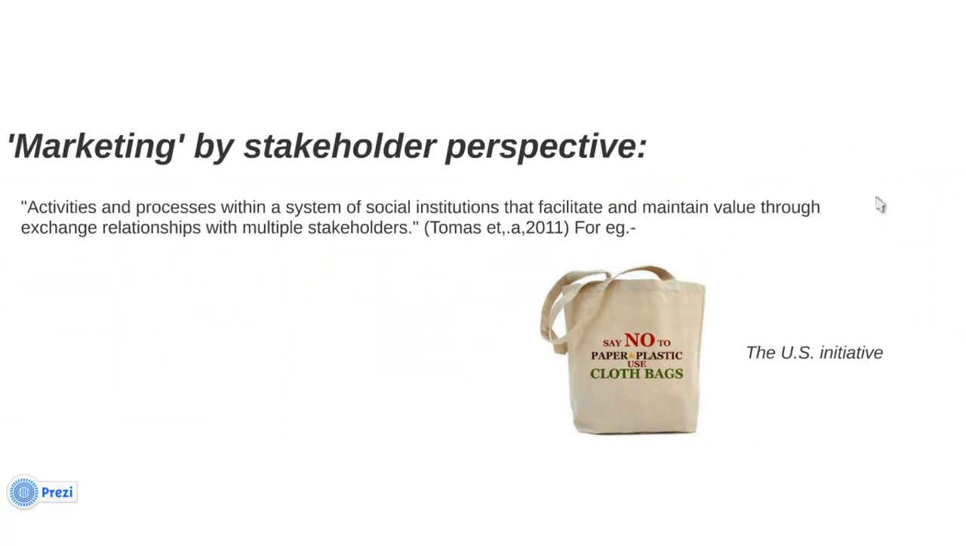As you can see, activities and processes within a system of social institutions facilitate and maintain value through exchange relationships with multiple stakeholders. And here we have given an example of the US initiative where they gave preference to stakeholders rather than shareholders. They banned the use of plastic bags and initiated the use of cloth bags to improve the environment. In this way we can see that, following the stakeholder perspective, they can easily cater to the ethical and social issues.